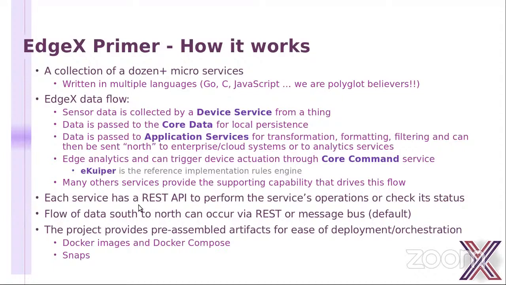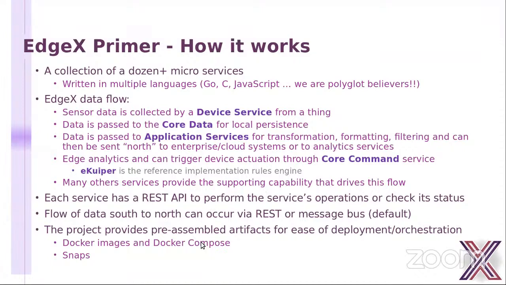Most of the microservices have a REST API that allow you to perform operations, check on the status of those services, and get information out of the services for whatever that service does. But we also support data flow from south, which we consider to be the sensors and devices, to north and back again via message bus or REST. So you have a couple different options here when communicating with EdgeX.